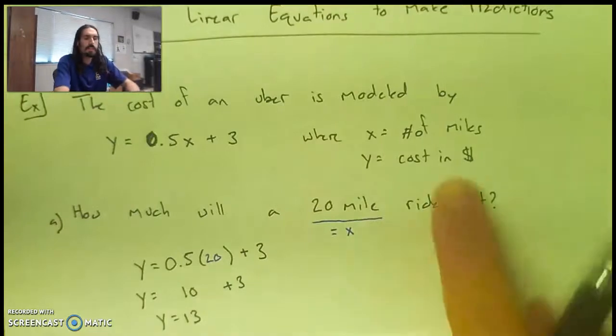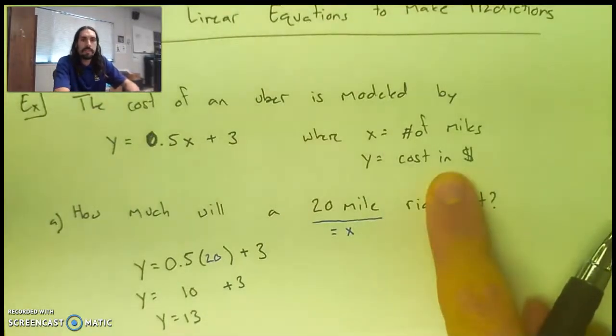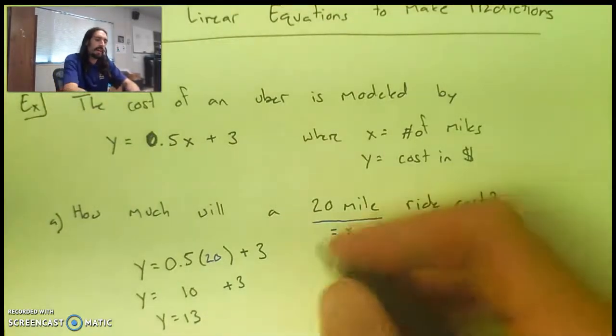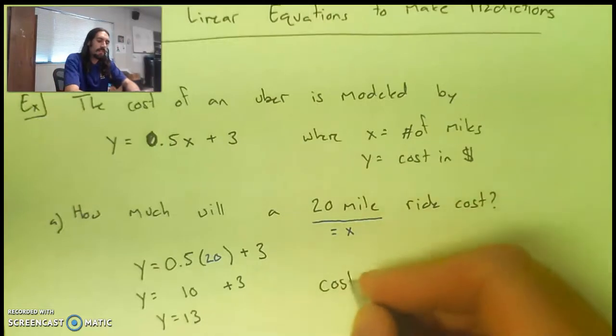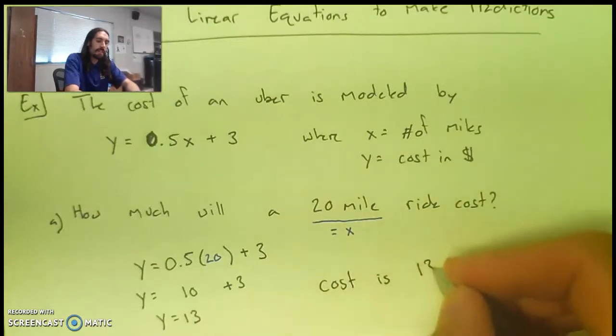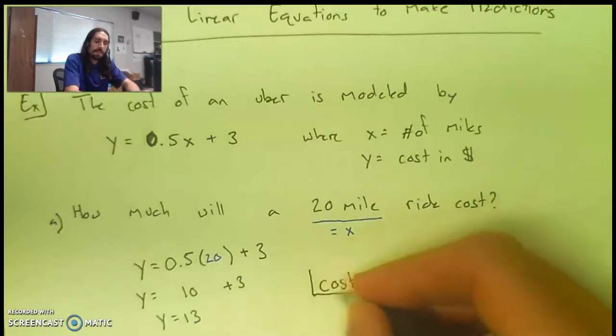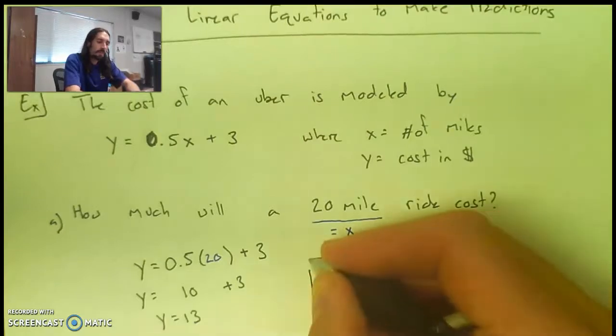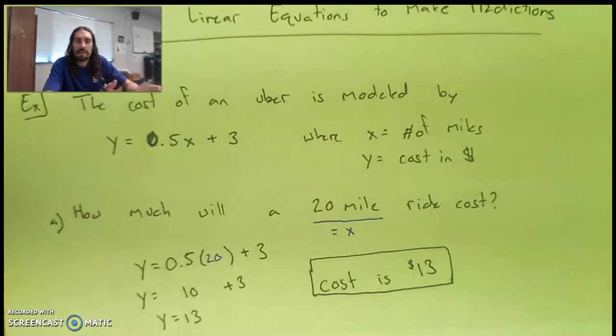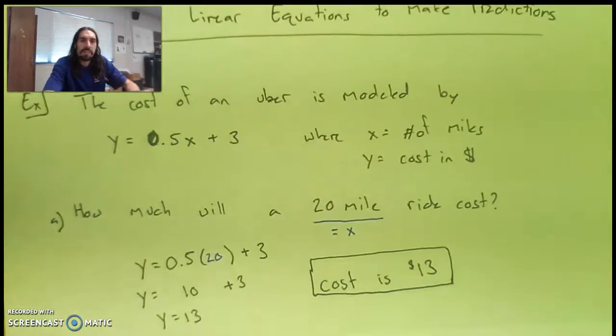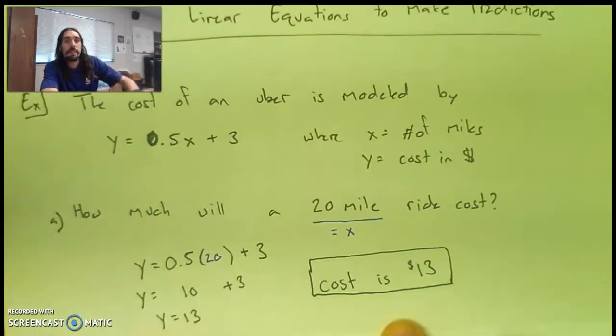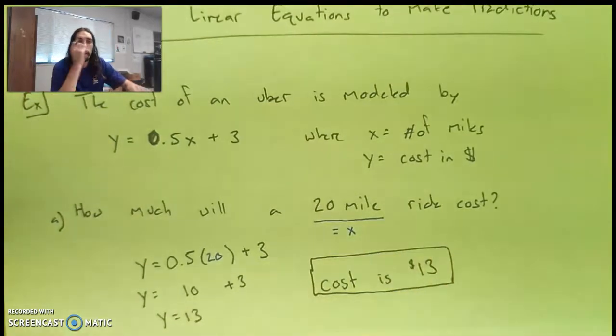If we use the context of what our variables mean, we can be specific and say that the cost is $13. I made up these numbers. I have no idea if this is right or reasonable, but I just wanted to give a ballpark. In this particular equation, we have made a prediction of what that 20-mile ride would cost.